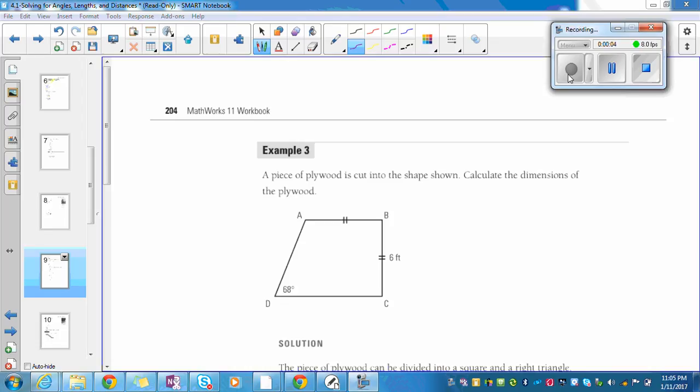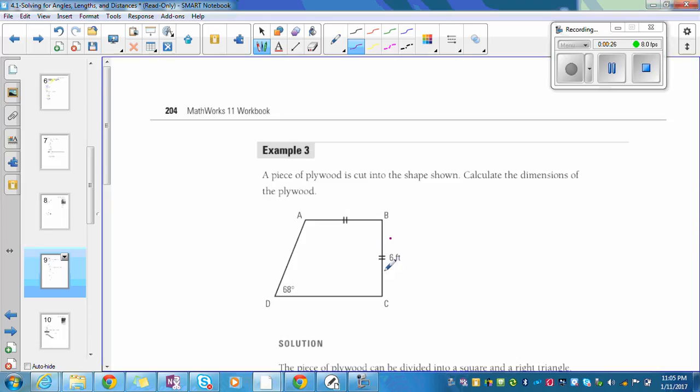So we're carrying on with 4.1 and looking at more complex questions. These ones have a little bit of words with them, so let's carry on. It says a piece of plywood is cut into the shape below. Calculate the dimensions of the plywood. Okay, so dimensions would be the side lengths. So we need to know these side lengths.